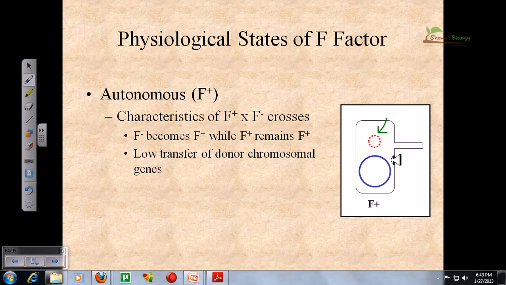Now in this case there is low transfer of donor chromosomal DNA into the recipient chromosomal DNA. That means this chromosomal DNA is not being transferred. What is being transferred is this extra chromosomal DNA, the F factor or fertility factor. That's the important part. That is why it is called autonomous, because it does not depend on other things, so it can do its own job for this purpose.